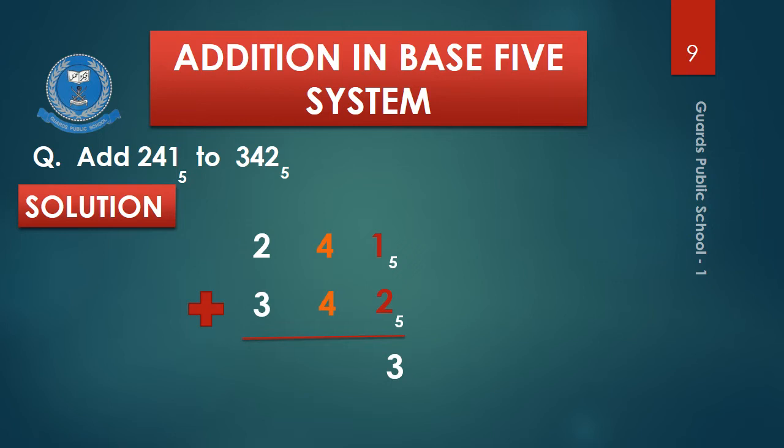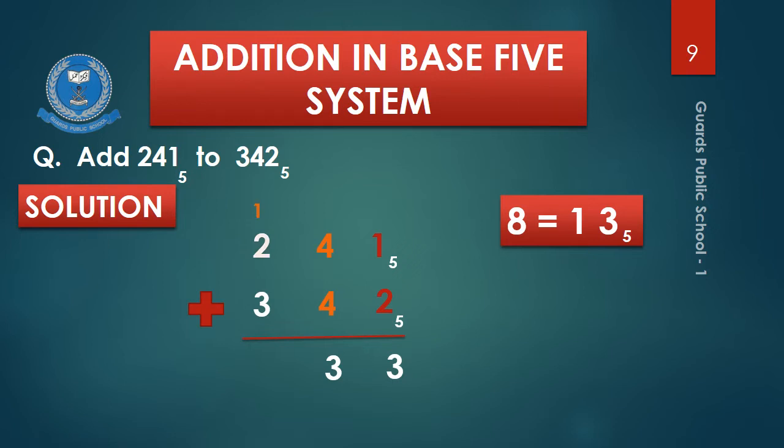I know this 8 is equal to 1, 3 with base 5. What should we write? We must write 3 here and 1 as carry on the top of this 2.